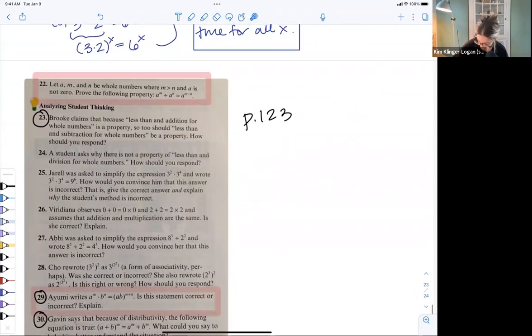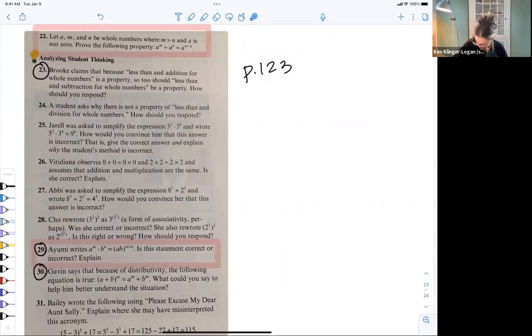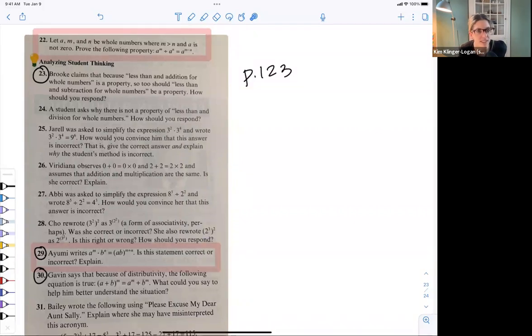Great. I just wanted to point out a couple more problems that I recommend looking at and maybe writing out for the discussion. I think there are a lot of good problems at the end of this chapter. So number 22 here in particular, I think would be a nice thing to write up for the discussion. This is on page 123. Here we have, I think, that fourth property we talked about with division. So this would be a nice one to write up for the discussion post.